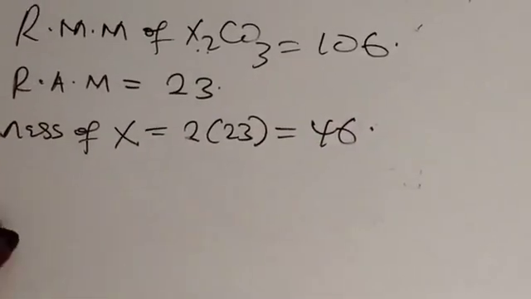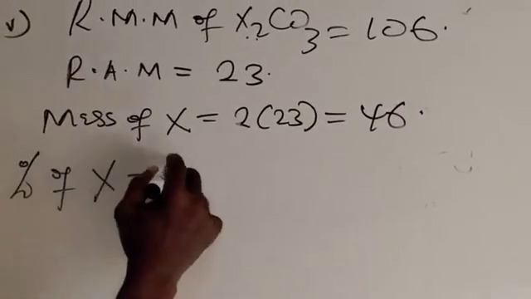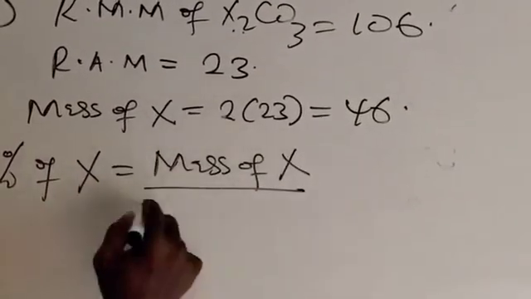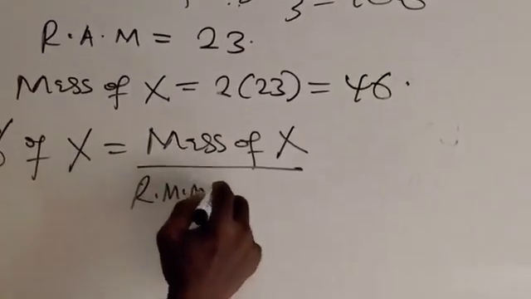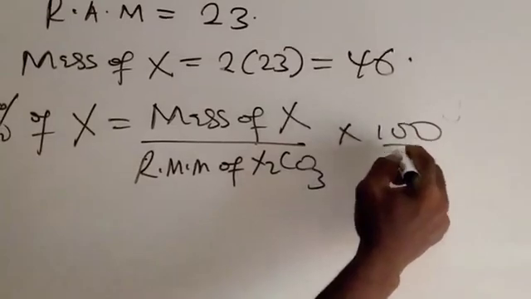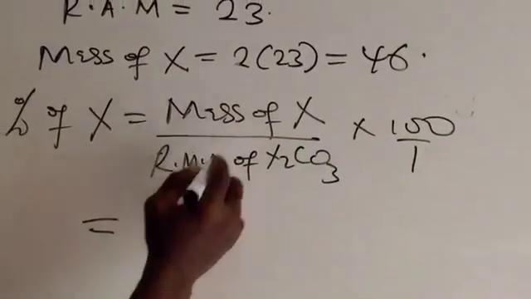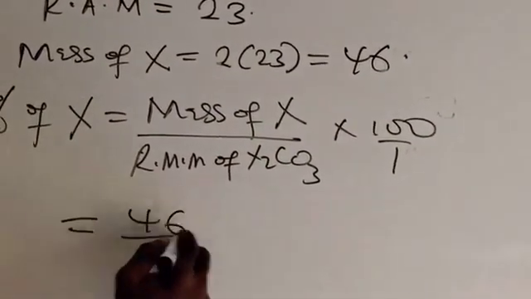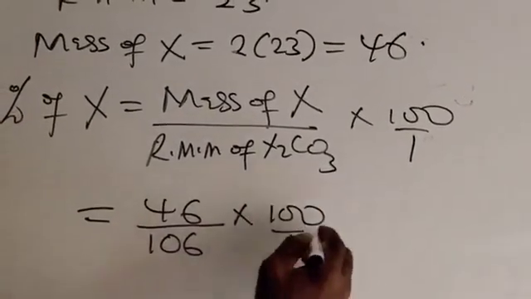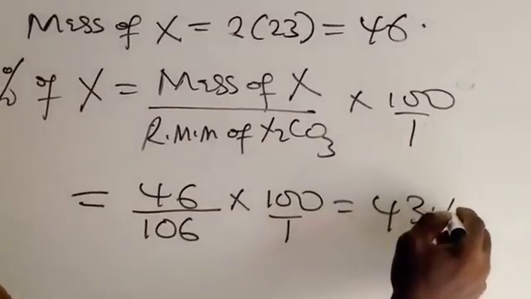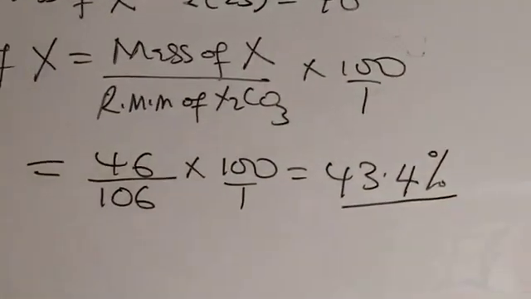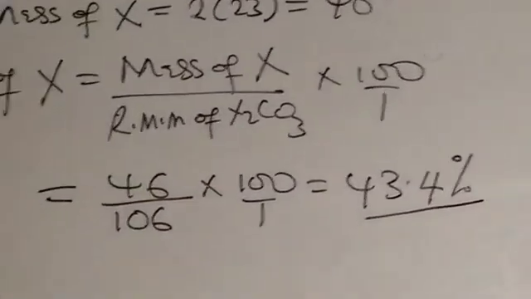So percentage of S in the compound will now become mass of S over relative molecular mass of S2CO3, times 100 over 1. Mass of S is 46, molecular mass is 106, times 100 over 1. And that will give us 43.4% to 3 significant figures as our answer.